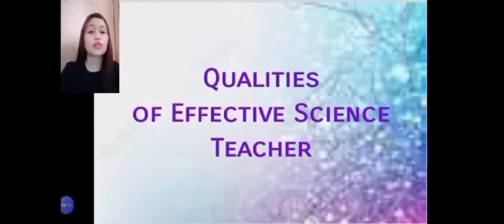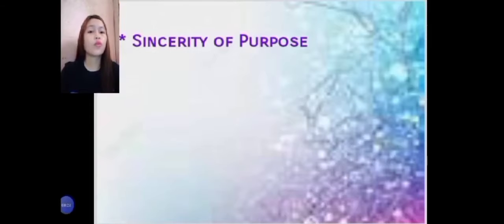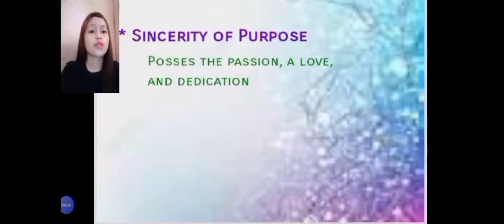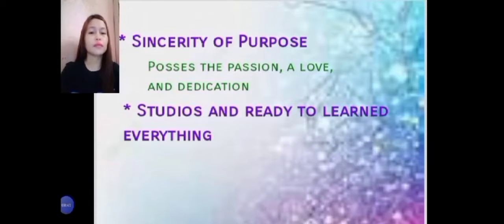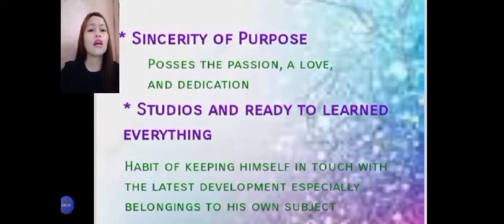There are many qualities to become an effective and good science teacher. First, you must have the sincerity of purpose. Why did you choose to become a teacher? A teacher should possess the passion, love, and dedication towards the teaching profession. A good teacher must also be studious and ready to learn everything. A very desirable quality of a teacher is his or her taste for reading. He should have the habit of keeping himself in touch with the latest development, especially belonging to his own subjects.